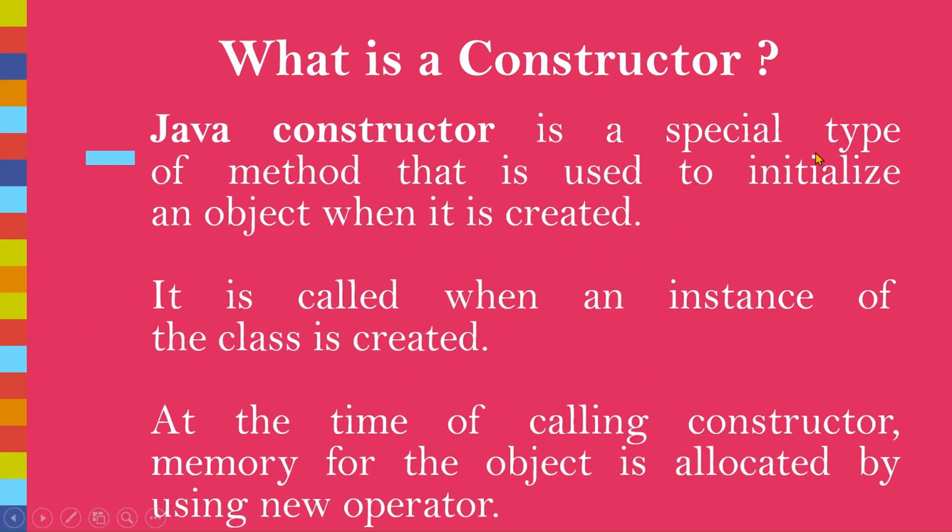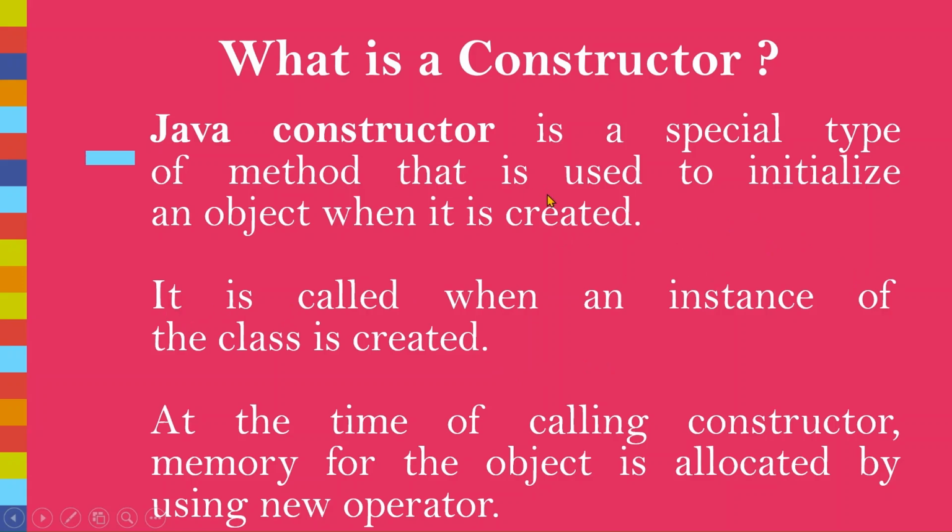A Java constructor is a special type of method that is used to initialize an object when it is created. So the main purpose of the constructor is to initialize the instance variables. Whenever you define a class, inside that you write some variables and we need to give some default values for that, or later on we can give some other values also. So specifically for initializing the instance variables, we go for a constructor.